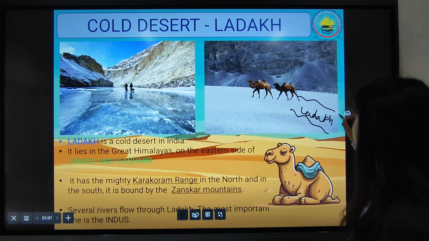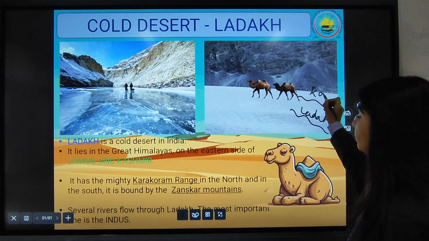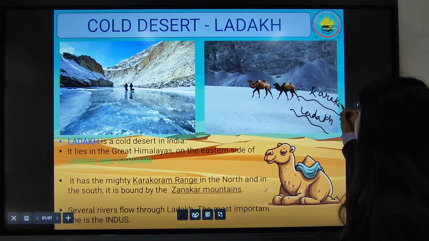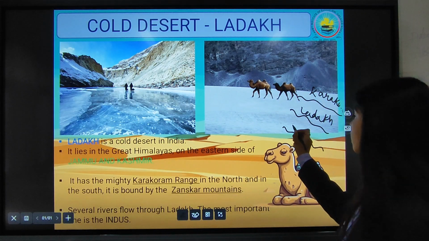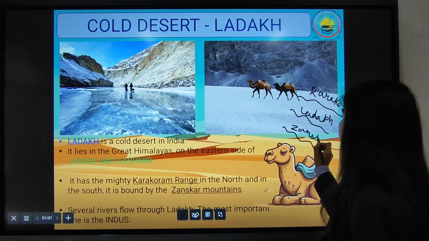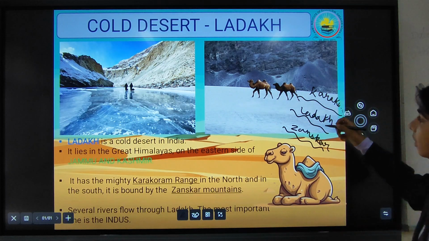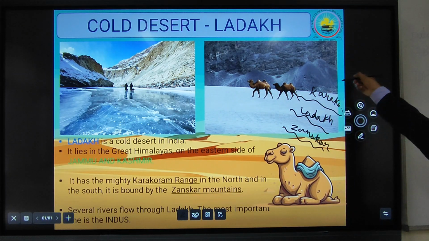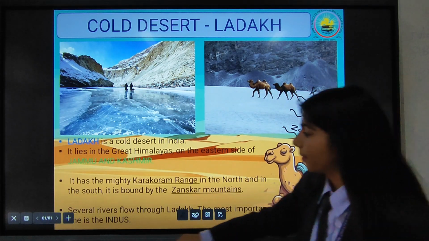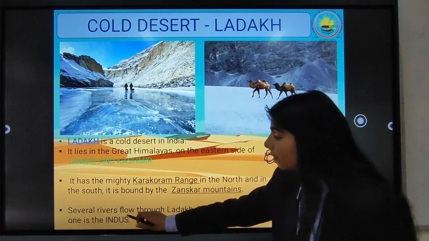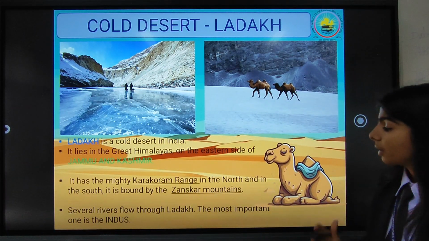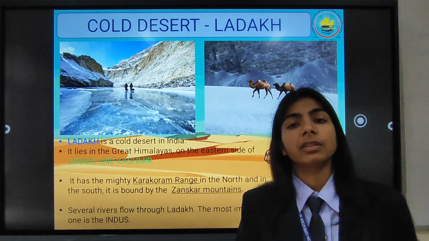In its north there is the Karakoram range, and in its south there is the Zanskar range. As you can see, it lies between the Karakoram and Zanskar. Okay. Next one is, several rivers flow through Ladakh, but the most important one is the Indus.